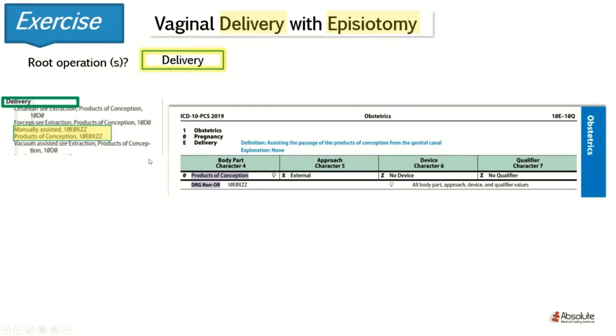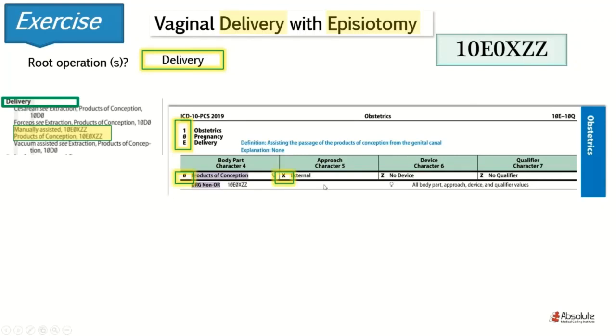So let's go to the corresponding table. 10E obstetrics, pregnancy, delivery, and let's look at this definition. And the definition is also the objective. The objective is to assist with the passage of the products of conception from the genital canal. And you know what, coders? I believe that's what happened. So our 4th character, okay, there's our code, but our 4th character is products of conception.